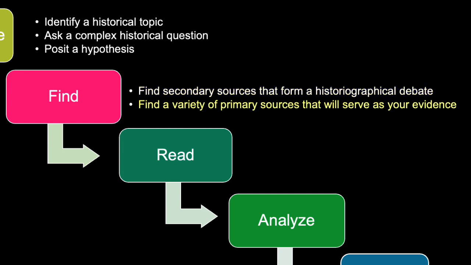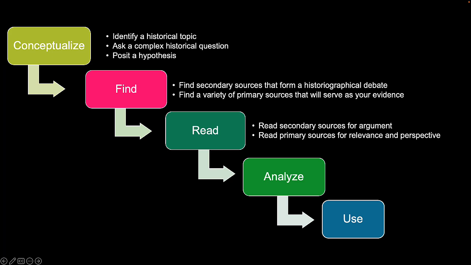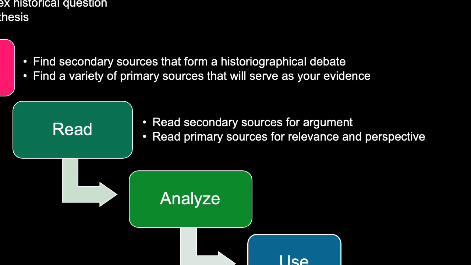Historians also find primary sources that will serve as the evidence to be tested and examined in relation to their hypotheses. Of course, historians also read their sources, but they read different types of sources in different ways. With secondary sources, they read for argument. They seek to determine what other historians have said about their topic and in relation to each other, right? They read for what those arguments are and how they relate. With primary sources, they read for information and for evidence relevant to their hypothesis. They also read for perspective to see that they're getting as diverse a set of opinions and perspectives as possible.